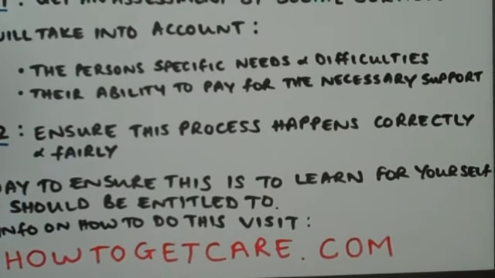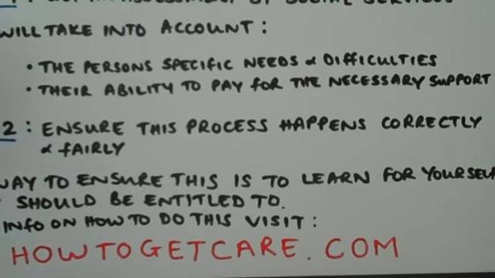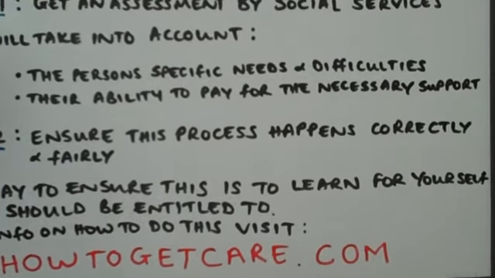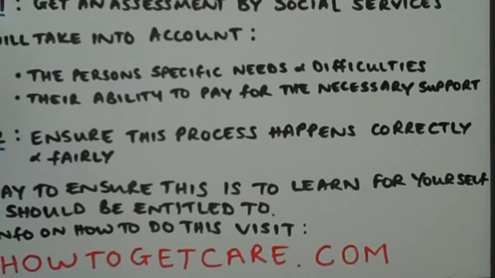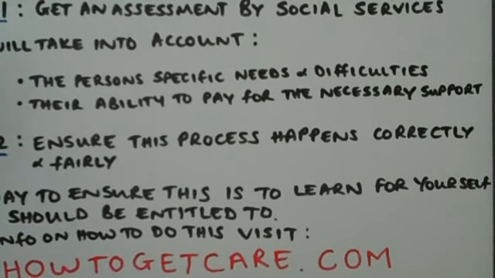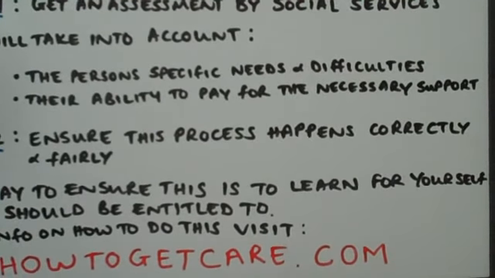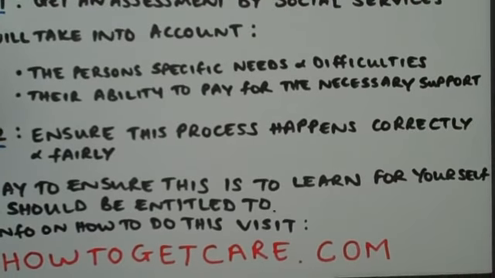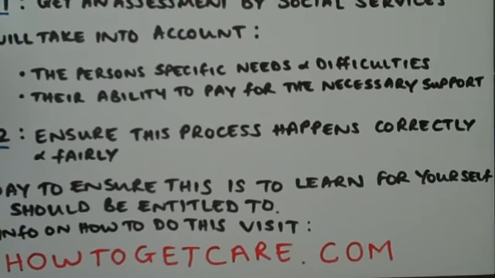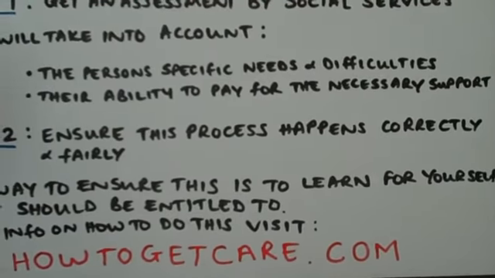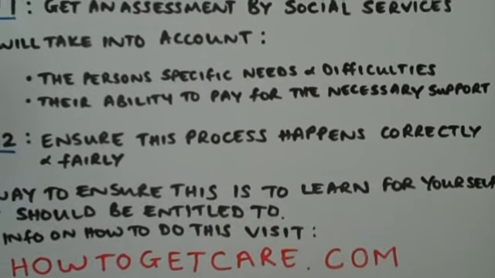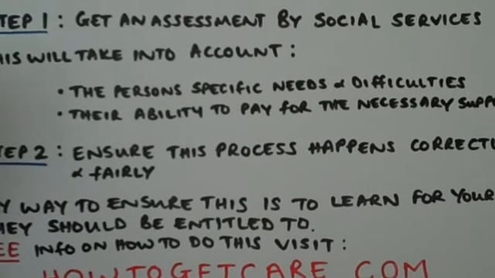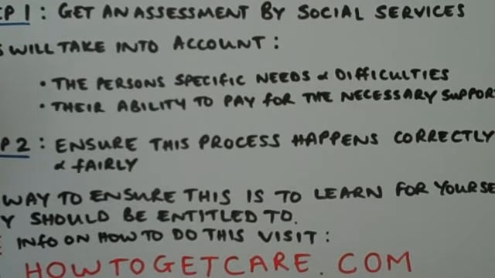Okay, now, also, social services will do something called a means test, which means they'll take into account the person's ability to pay for the care and support themselves. Because although social services will provide support up to a point, if you earn a lot of money, or in fact even not a lot of money, they will expect you to pay something towards your care. Some people think that's right, some people don't, but that's just the situation.